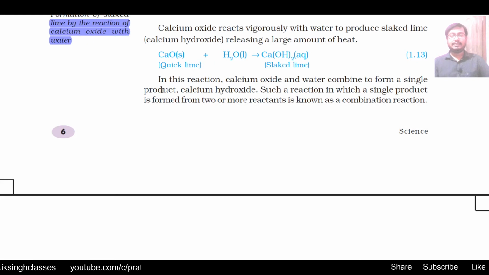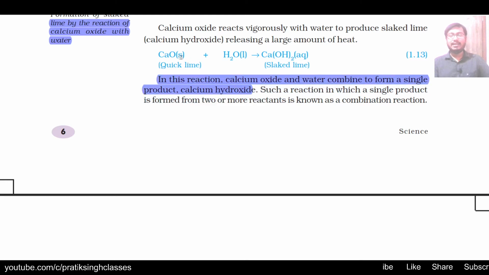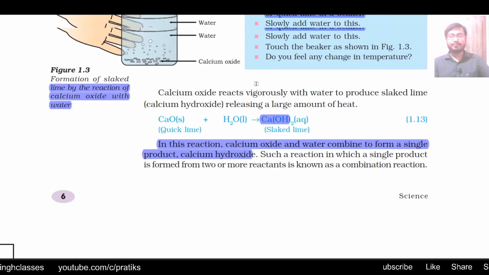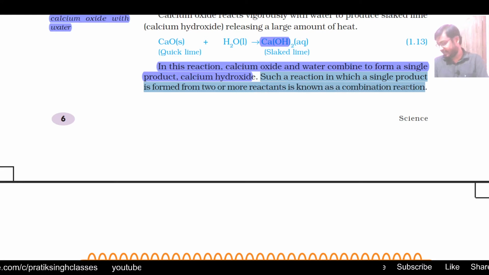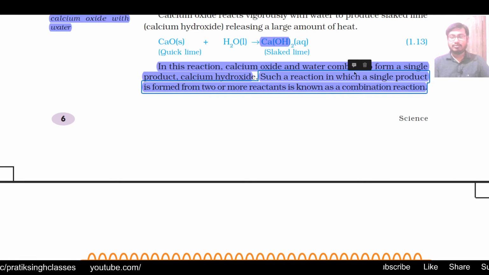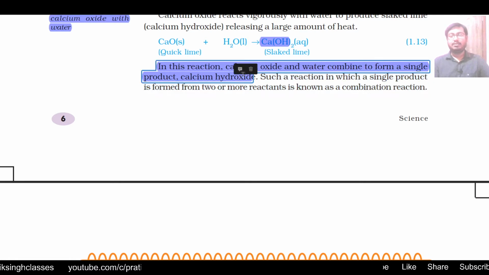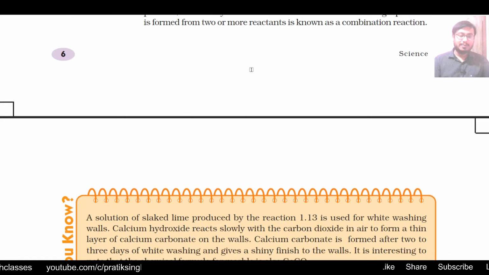In this reaction calcium oxide and water combine to form a single product, calcium hydroxide. So as you can see here in equation 1.13, we have two reactants, and these two reactants combine together to form only one product. This type of reaction is called a combination reaction. Such a reaction in which a single product is formed from two or more reactants is known as a combination reaction. I hope you have understood the meaning of combination reaction, as the name itself suggests.